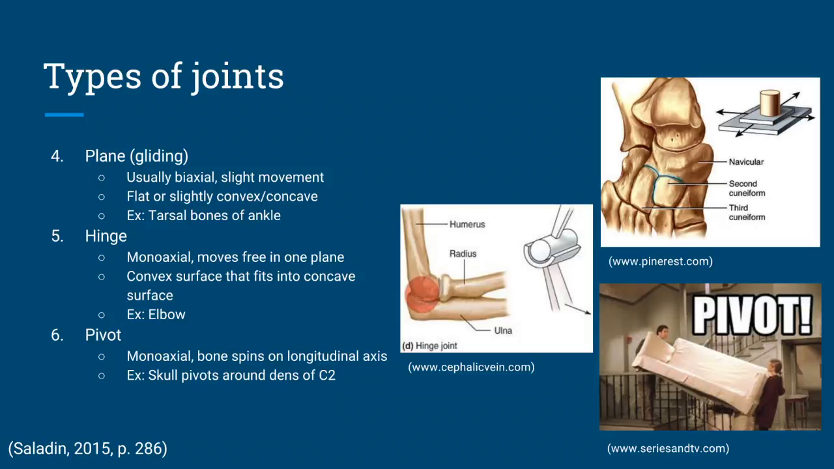Next are plane joints. They're usually biaxial. They have some slight movement. They're also flat or slightly convex or concave. Next, we have hinge joints. These are monoaxial, which means they move freely in one plane, once again with a convex surface that fits into a concave surface. And finally, we have a pivot joint. Once again, monoaxial. The bone spins on a longitudinal axis.